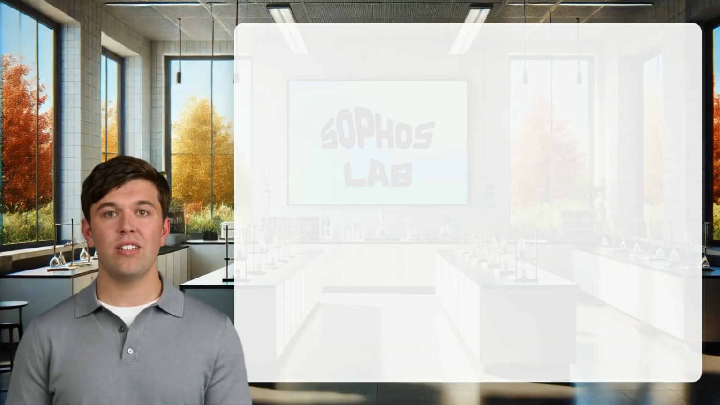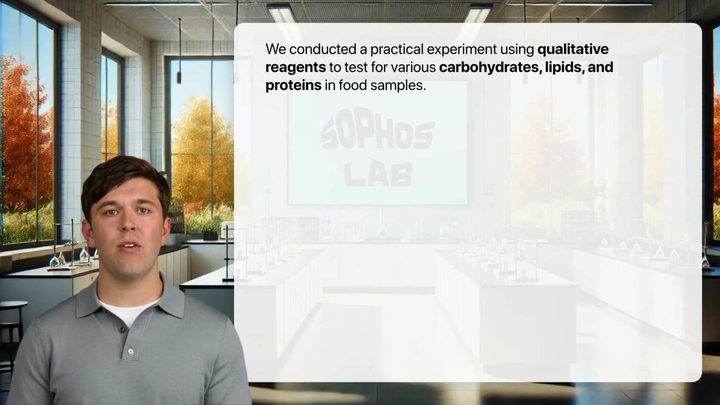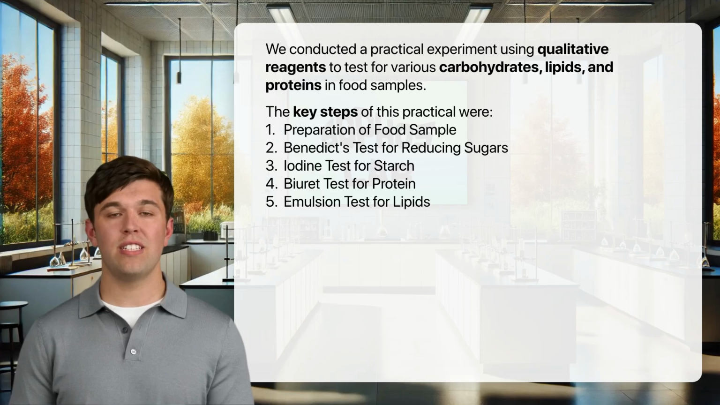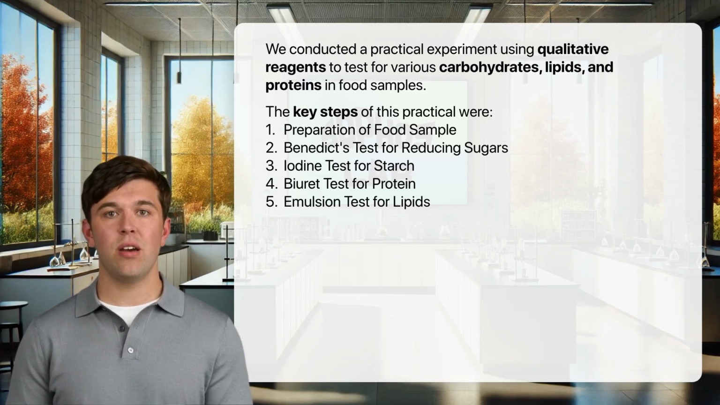In today's lesson, we conducted a practical experiment using qualitative reagents to test for various carbohydrates, lipids, and proteins in food samples. We started by preparing our food sample before conducting a Benedict's test, iodine test, biuret test, and emulsion test to detect the presence of sugars, starch, protein, and lipids respectively.